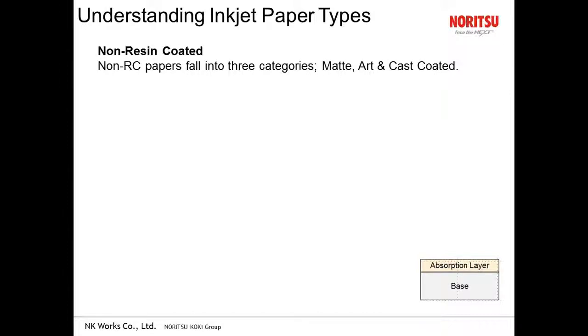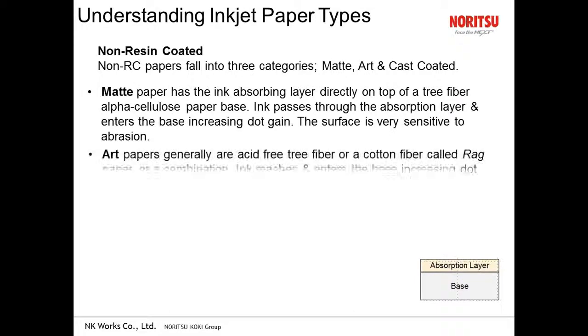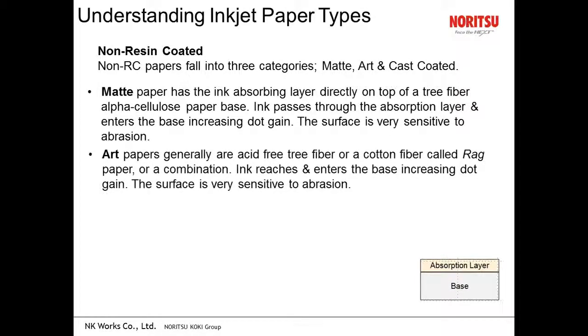Non-resin paper falls into a few different areas, such as matte, art, and cast-coated paper. Matte paper has the absorption layer directly on top of the paper base itself. The ink can pass through the absorption layer and reach the paper fiber. And then when it reaches the paper fiber, it gets dot gain. When it gets dot gain, it loses some sharpness. Additionally, matte paper is more sensitive to abrasion. Just by the nature itself, it tends to be more sensitive to scratching.